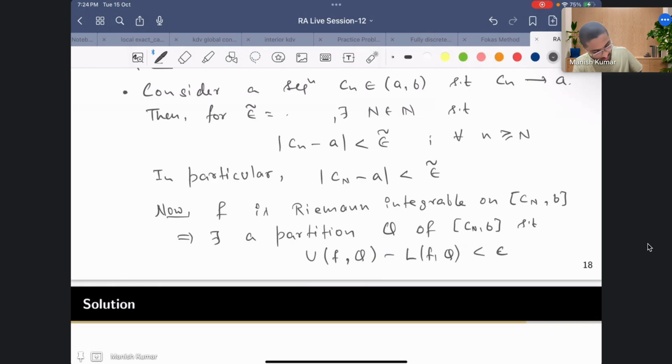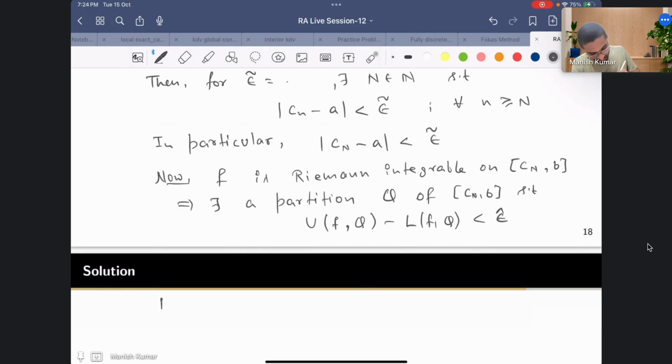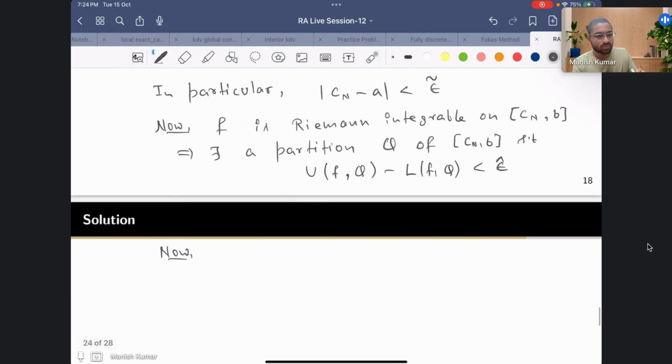Okay, now what you wanted, so now we'll consider a partition for AB. So let P, I'm defining a partition P, such that to this A I'm adding in this Q. Okay, the Q was a partition of C and B.